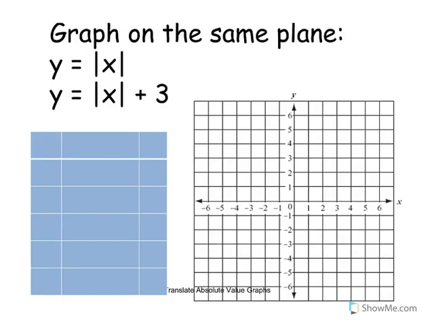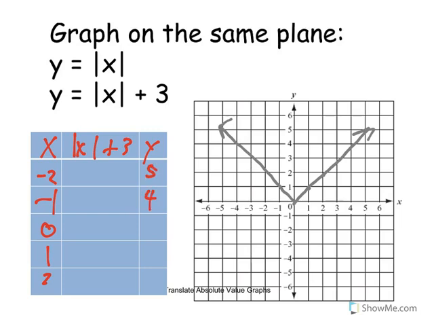So here's an example where I've got absolute value of x and then absolute value of x plus 3. So of course, absolute value of x, we know exactly what that looks like. That's our benchmark. And now absolute value of x plus 3. So we'll say, all right, if I use my normal values here, it's going to look like this. So negative 2 will go up to 5, and then 4, and so on.